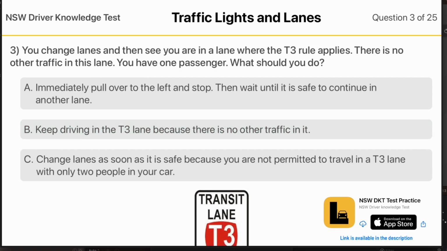You change lanes and then see you are in a lane where the T3 rule applies. There is no other traffic in this lane. You have one passenger. What should you do? Immediately pull over to the left and stop. Then wait until it is safe to continue in another lane. Keep driving in the T3 lane because there is no other traffic in it. Change lanes as soon as it is safe because you are not permitted to travel in a T3 lane with only 2 people in your car.